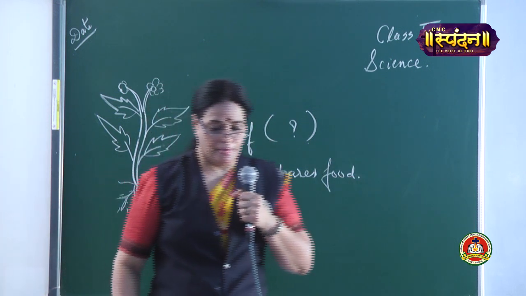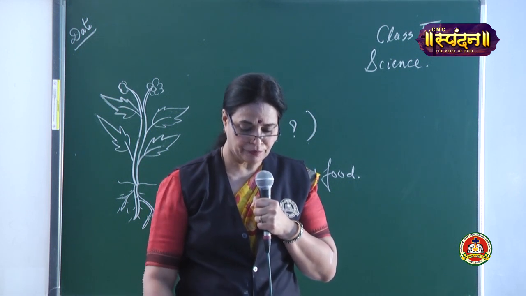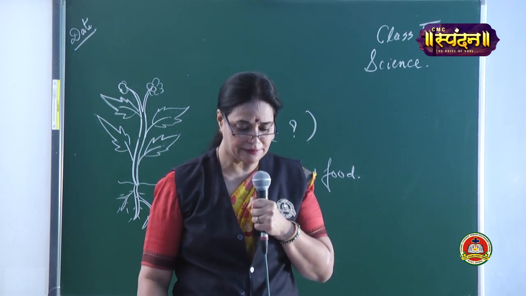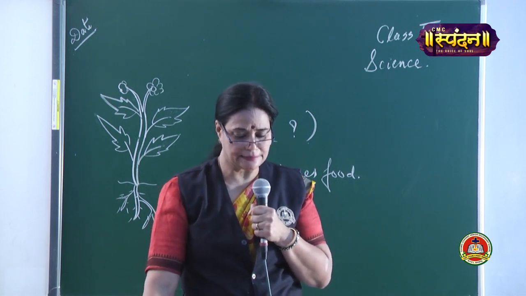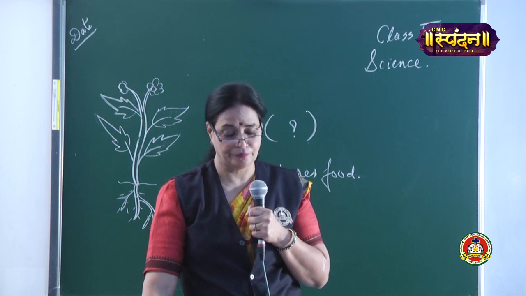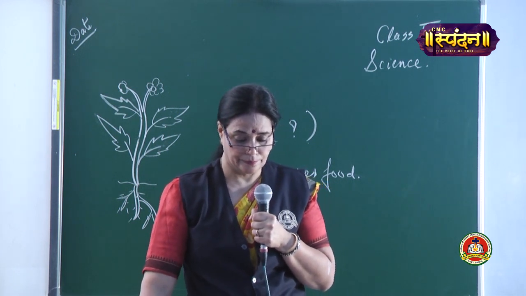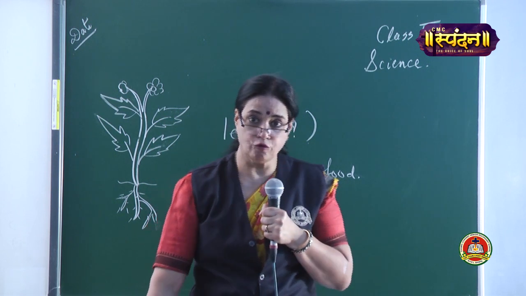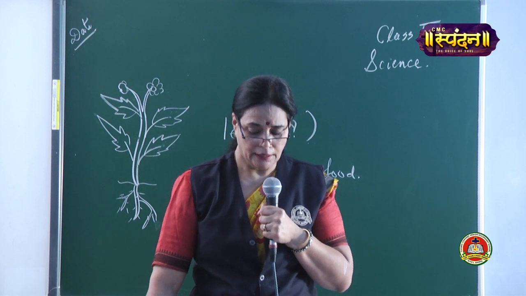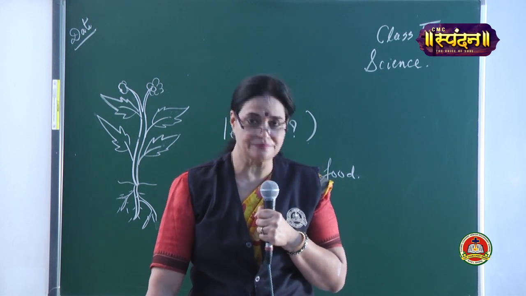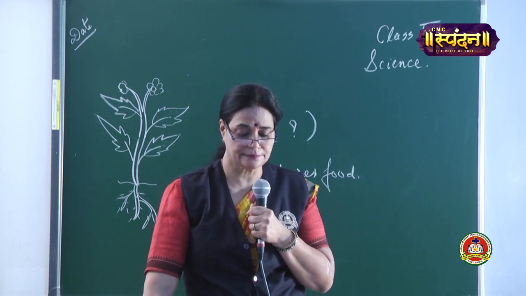Okay? Number 1. Leaves are the food factories of the plant. They make food for the plant with the help of sunlight, air and water in the presence of green substance called chlorophyll. I want you all to underline this.